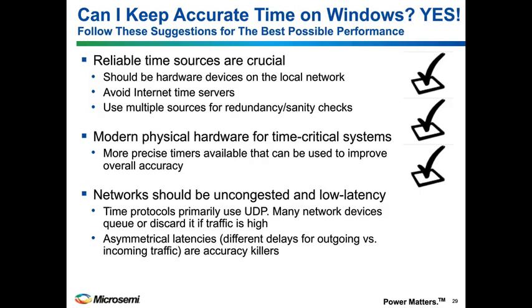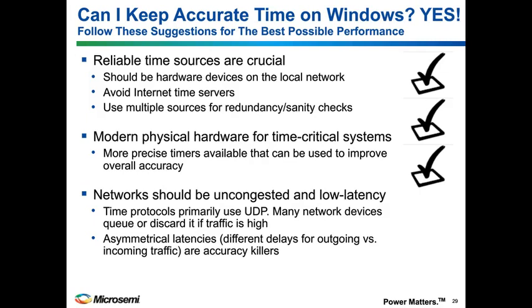So you want a healthy network that's uncongested and symmetrical, in other words, a packet takes the same amount of time going to the time source as it does coming back. These are all issues that are critical for very accurate time. So if you need to meet high accuracy requirements, you may need to upgrade some of your network components to be low latency. Okay, on the next slide, we're going to get down to the nitty-gritty.